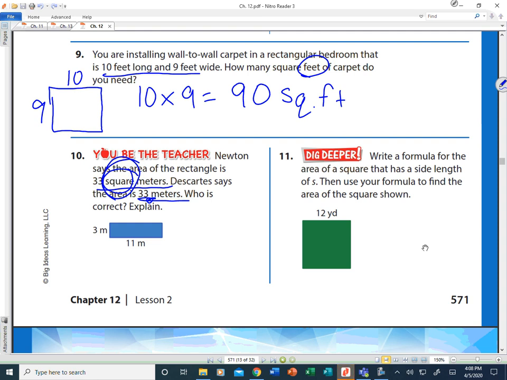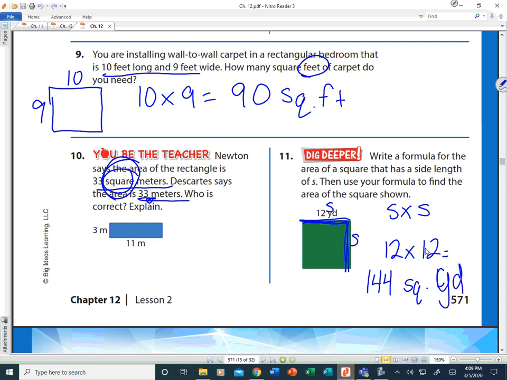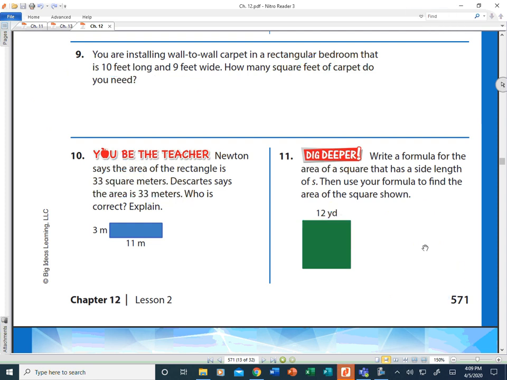Okay, number 11. Write a formula for the area of a square that has a side length of s. Then use your formula to find the area of the square shown. Well, I know that it's length times width, right? If this side is s and this side is s, then in order to find the length times the width, wouldn't it just be s times s? And if that's true, then let's do it as 12 times 12. Many of you know already that 12 times 12 is 144. So we have 144 square yards. That's the most ridiculous Y I think I've ever written in my life.